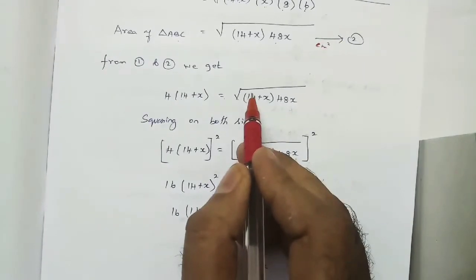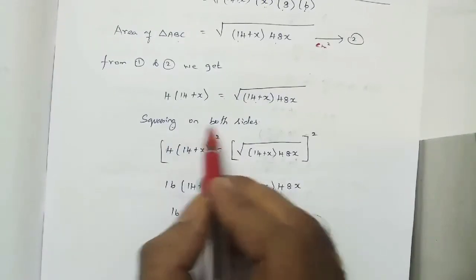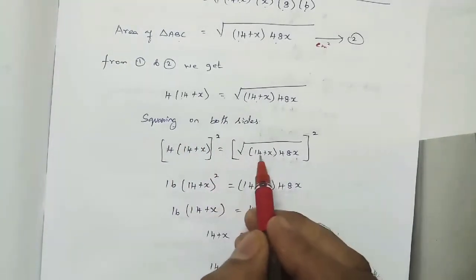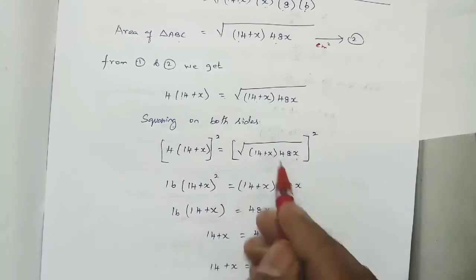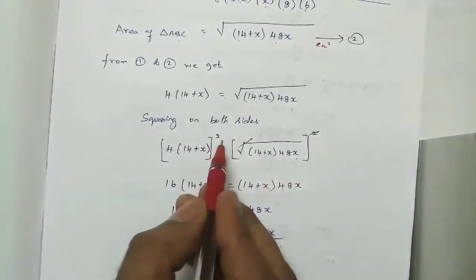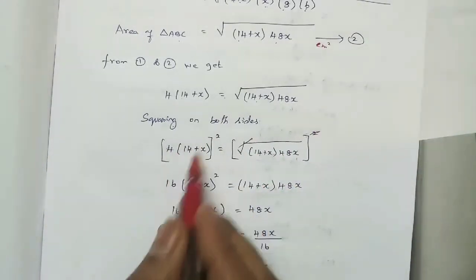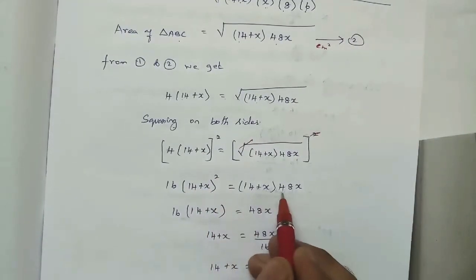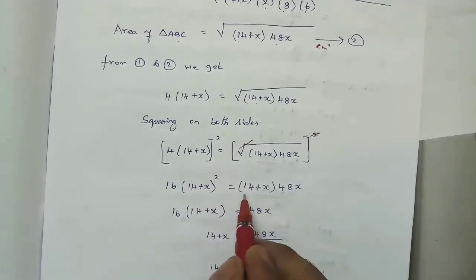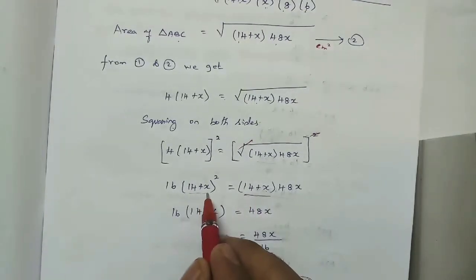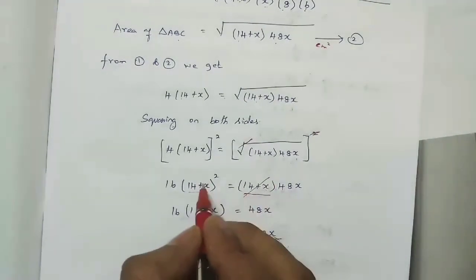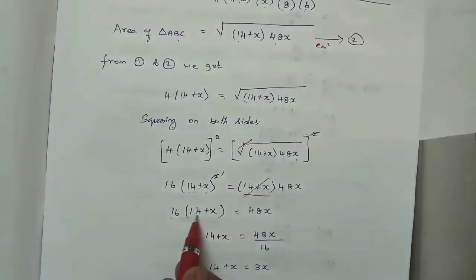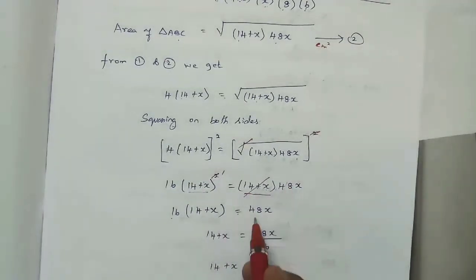So I want to remove the square root. So what I am doing is squaring on both sides, right? So 4 into 14 plus X in whole square is equal to the square root of 14 plus X into 48X whole square. The square root will get cancelled. Applying the square, 4 square is 16. 14 plus X the whole square is equal to 14 plus X into 48X, right? See here, 14 plus X the whole square. So cancel one time. Here 2 times are there, so 1 balance. So 16 into 14 plus X is equal to 48X.